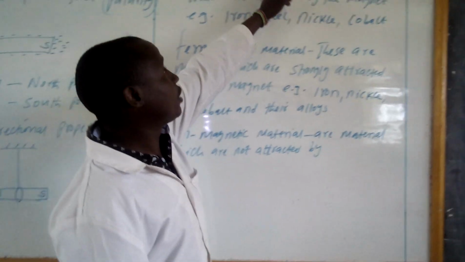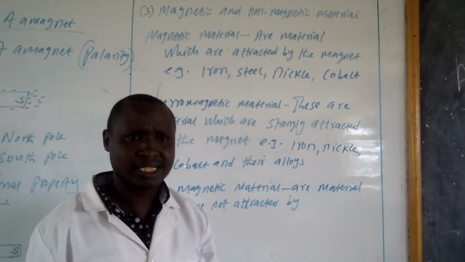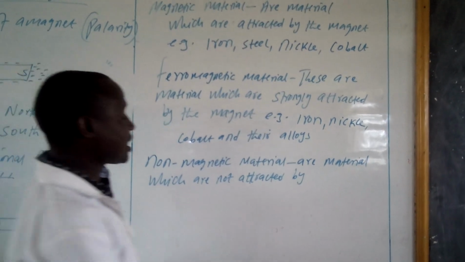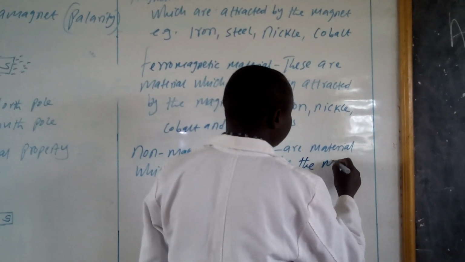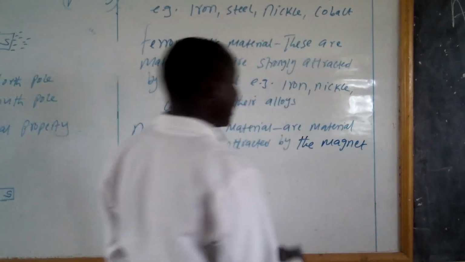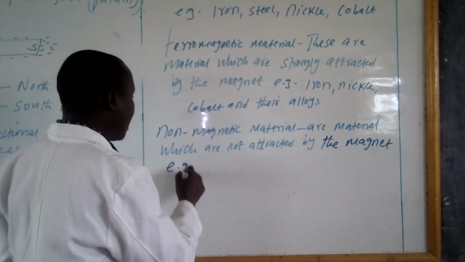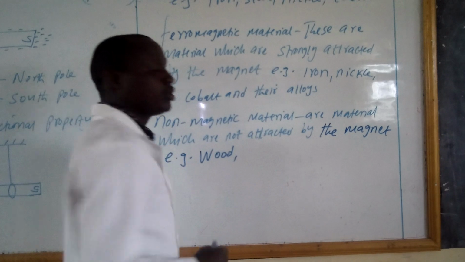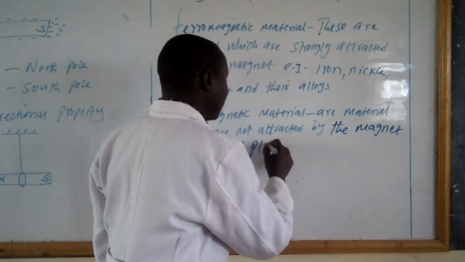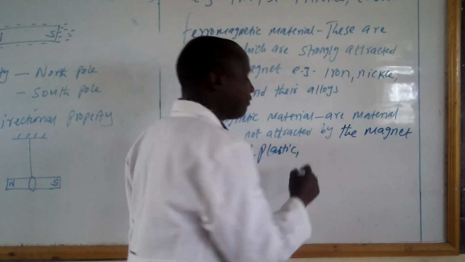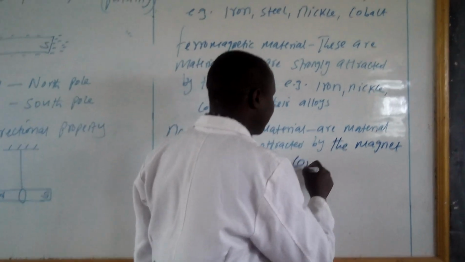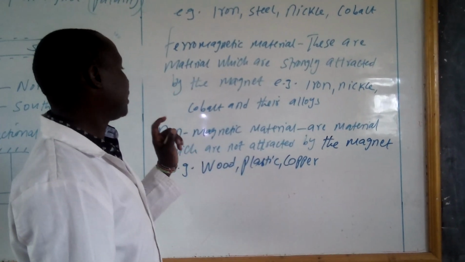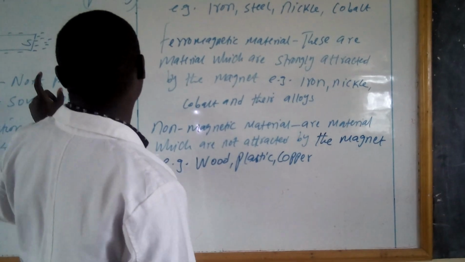So this one now, non-magnetic material. What is a non-magnetic material? Non-magnetic materials are materials now which are not attracted by the magnet. Examples of non-magnetic material, we have so many examples. Wood is an example. Plastic is not attracted by the magnet. We have then copper. Copper is also not attracted by the magnet. And then we have so many examples. So those are now non-magnetic material.